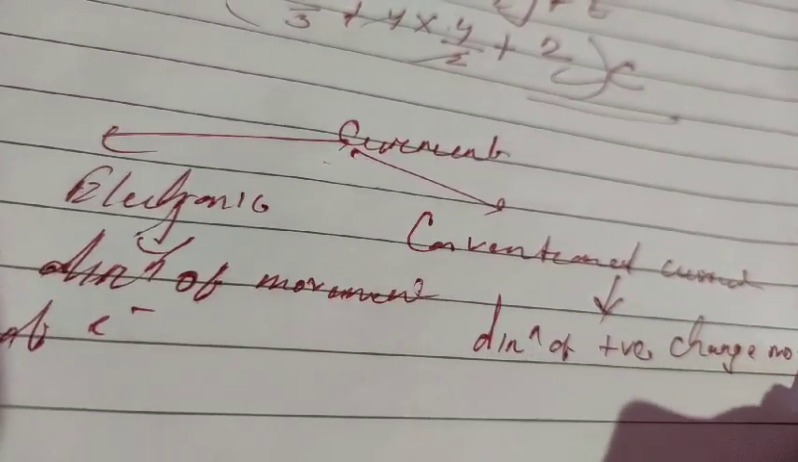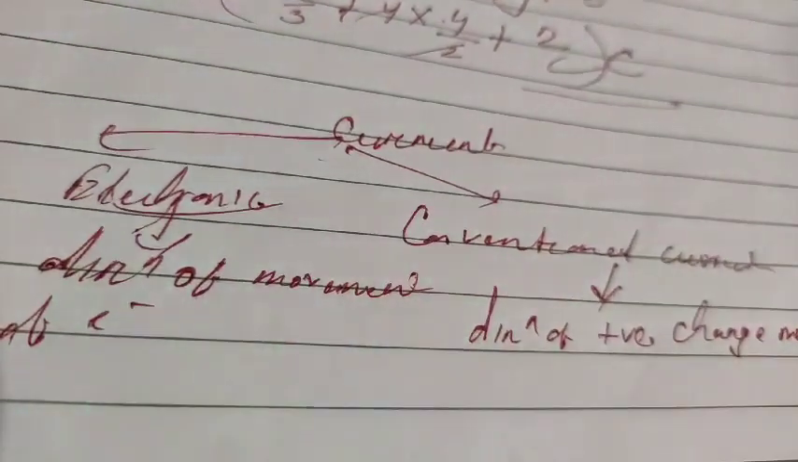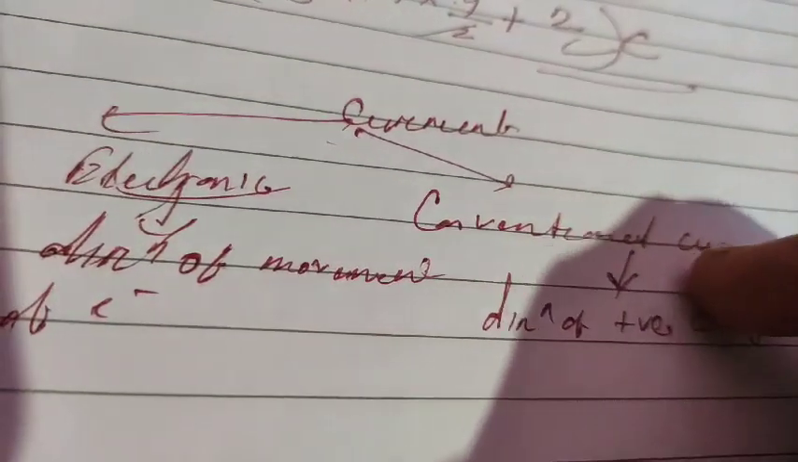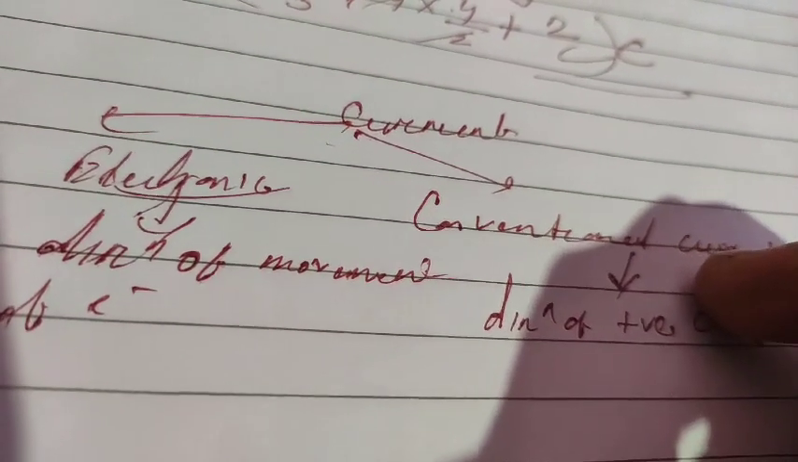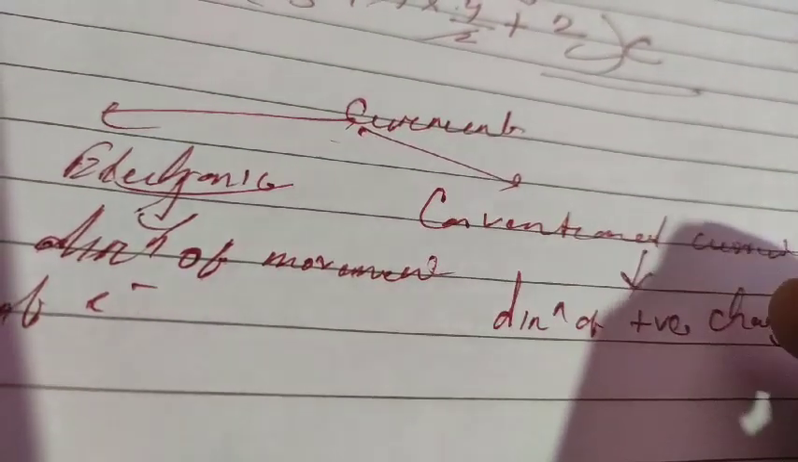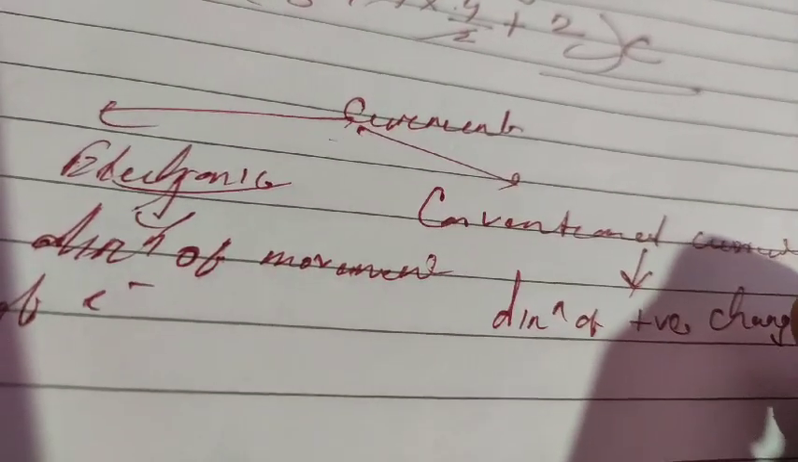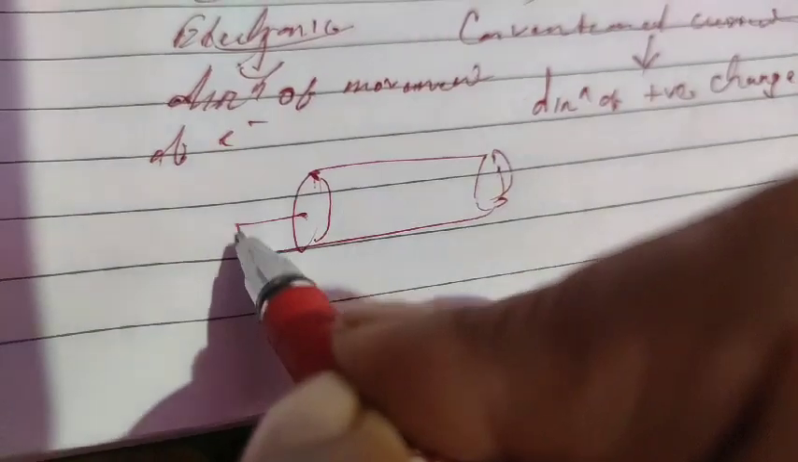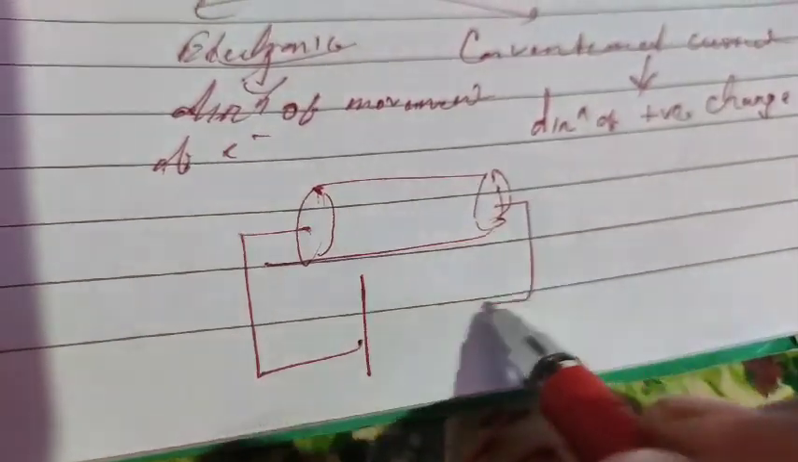Okay, so this is the current which is due to the electrons, and this is the current due to the positive charge. Clear? The direction of both is opposite to each other. Now I will give you one simple example. Suppose I have given you one battery. Simply one battery, right? You know, one terminal is positively charged, another is negatively charged.